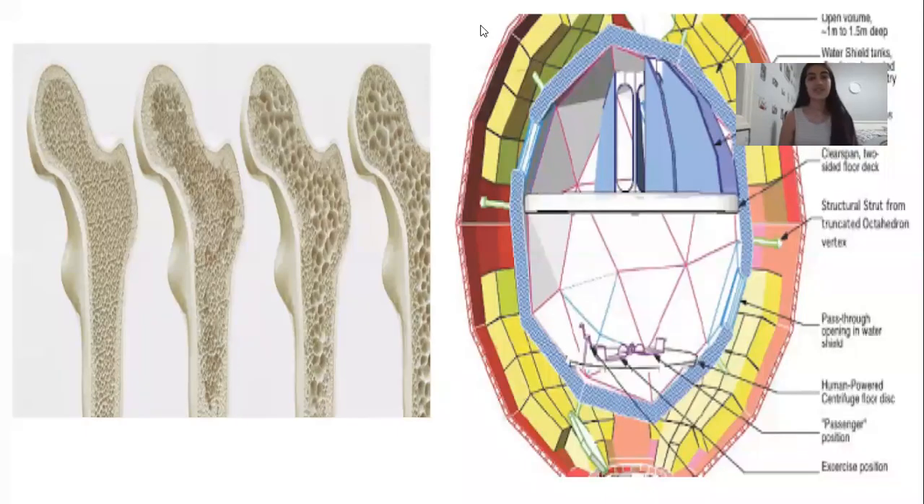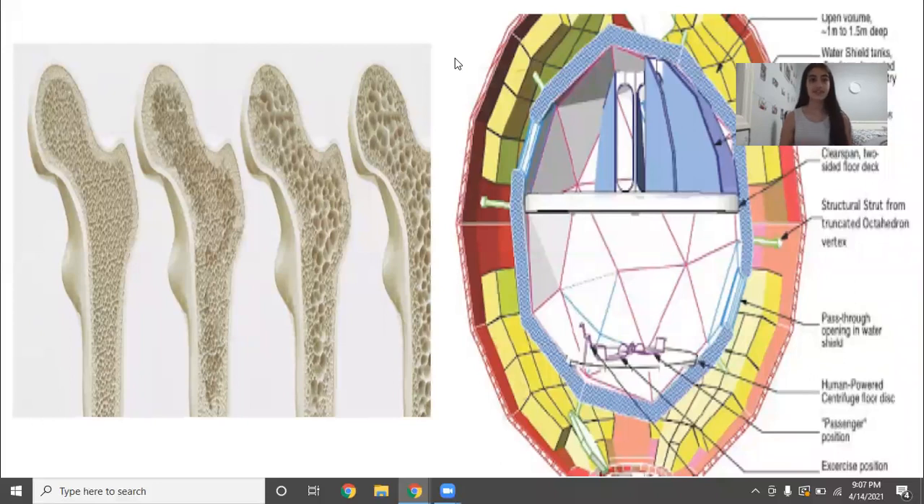The picture on the left shows us what happens as bone density progressively gets worse. And the picture on the right is an example of the human waste bags that will be used to protect against radiation.